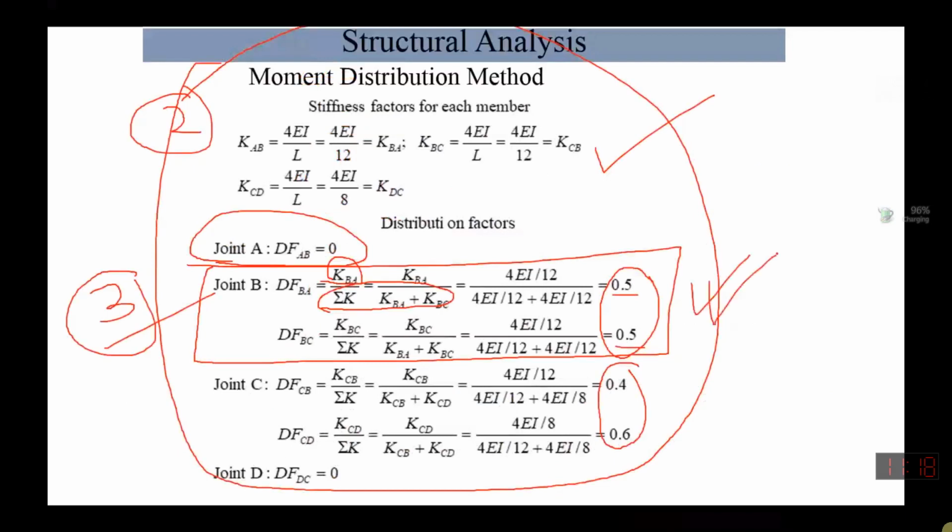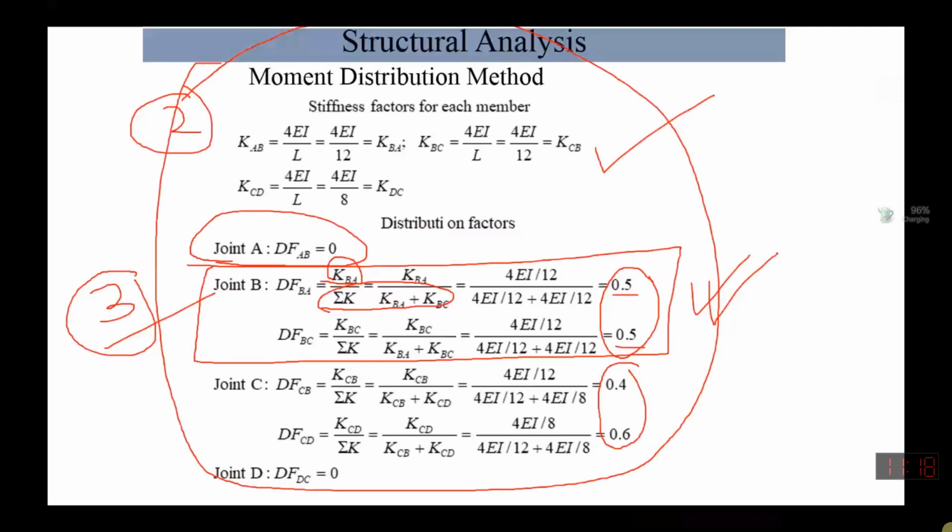Yes, sir, clear. This is the same thing that we discussed just 2 minutes ago, and the same thing we are applying on the question now. Clear? Yes, sir.